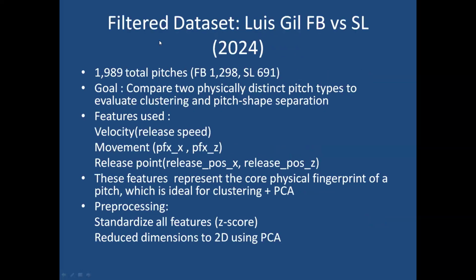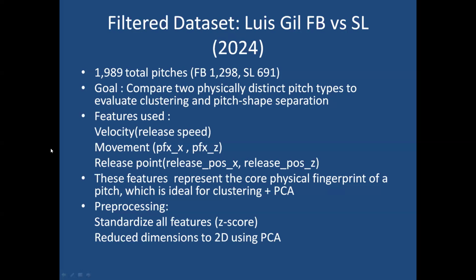The data set that I used was a Yankees pitcher from 2024, Luis Gil. I used two of his pitches just to show the difference between the two: his fastball and his slider. In 2024, he threw between the fastball and the slider about 2,000 pitches. You'll see that we used about 1,300 fastballs and 700 sliders.